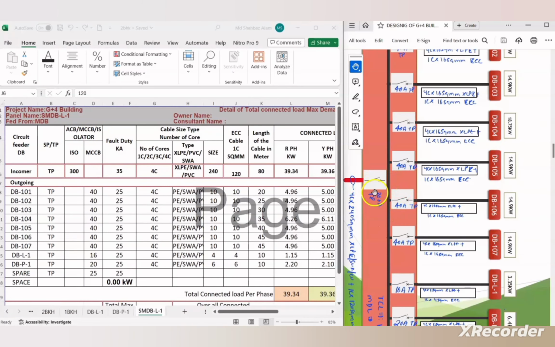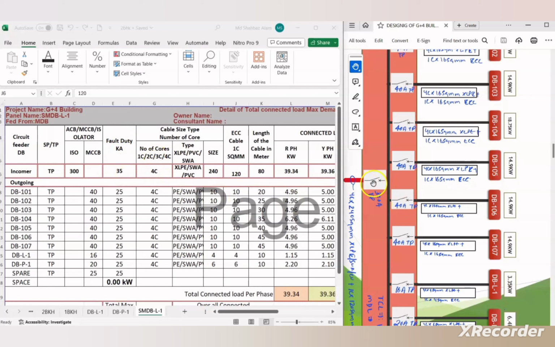When we calculated the main incomer breaker rating for the SMDB, we came to know that it is 300 ampere. So I wrote isolator 300 as I'm preparing the SMDB. When I prepare the MDB load schedule, I will write 300, but in the MCCB section. The fault level at the SMDB side is considered as 35 kiloampere. But to know how to calculate it, watch that video for the maximum prospective short circuit fault current. Link will be in the description.